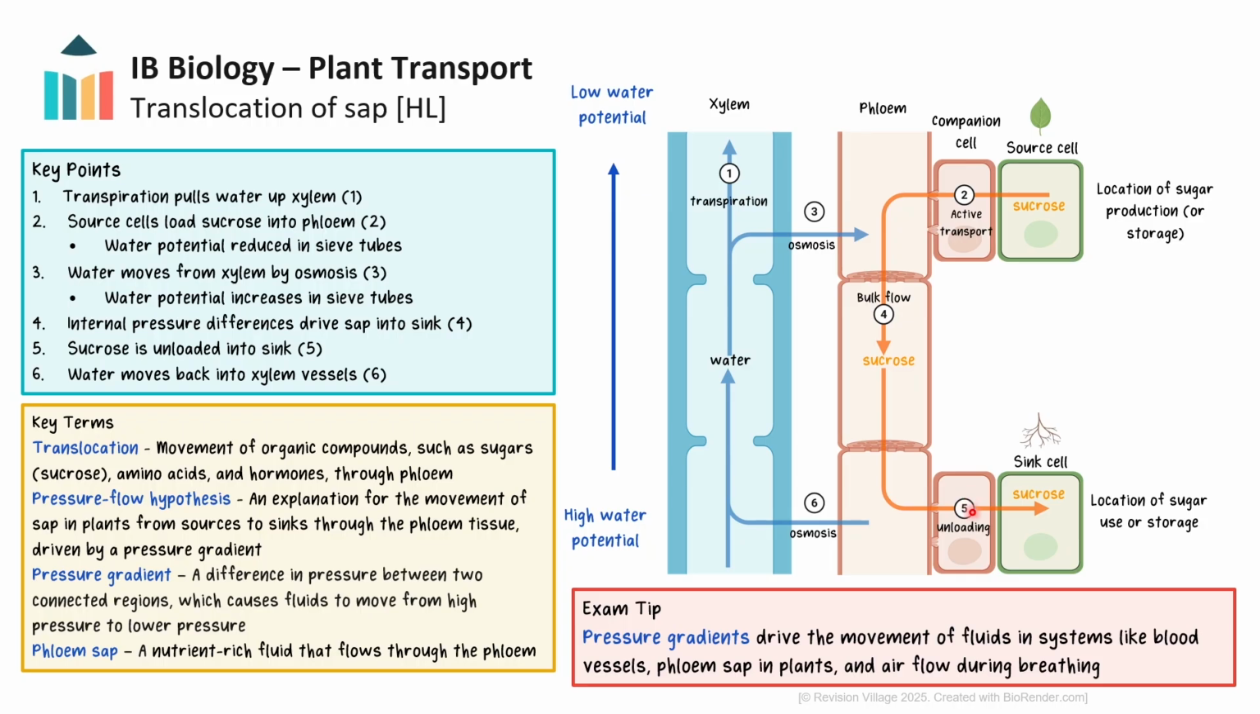At the sink, shown at 5, sucrose is unloaded from the phloem, which raises the water potential in that region. Consequently, water moves out of the phloem back into the xylem, completing the cycle. This entire mechanism is driven by water potential gradients and pressure differences, efficiently moving both water and nutrients through the plant.